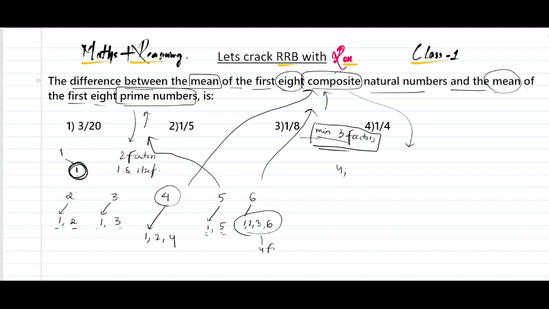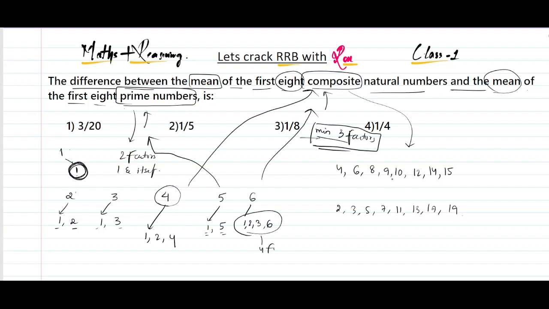So what are the first 8 composite numbers? We have 4, 6, 8, 9, 10 and 12, and 13, no, we have 14 and 15. How many? 3, 6, 8. Okay, 8 over. Now let us take the first 8 prime numbers. 2, 3, prime is easy, right? 5, 7, 11, 13, 17 and 19.